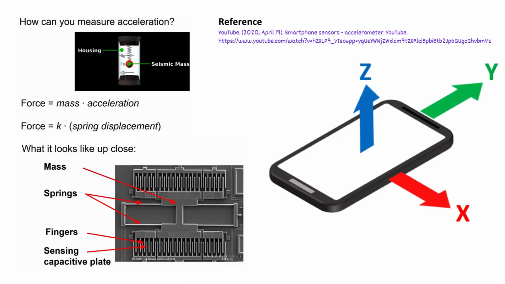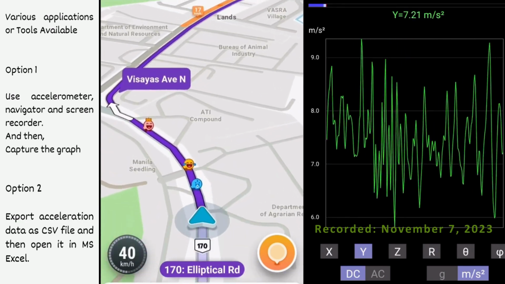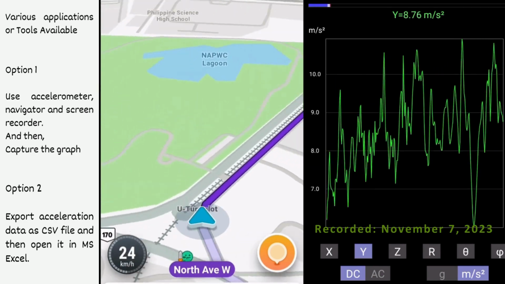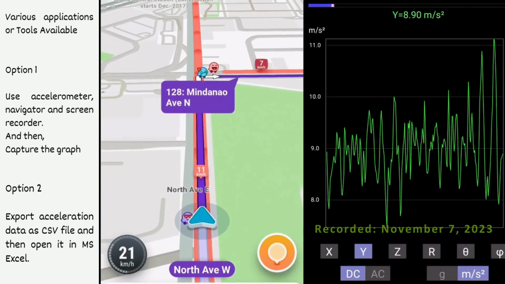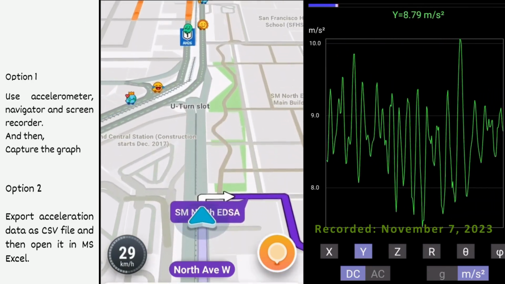We will use the concept of force equals mass times acceleration and force equals spring constant times displacement. Smartphones have similar mechanisms with a moving mass, springs, capacitive plates to measure acceleration. Various applications or tools are available. Option 1, use accelerometer, navigator and screen recorder, and then capture the graph. Option 2, export acceleration data as CSV file and then open it in MS Excel.